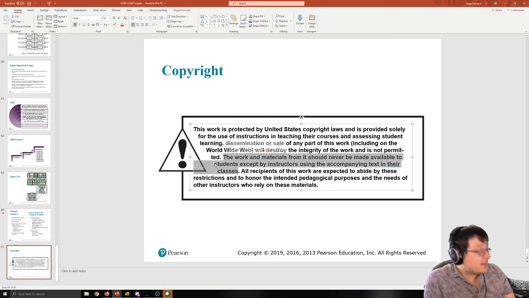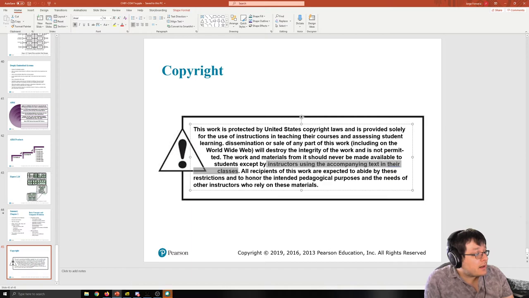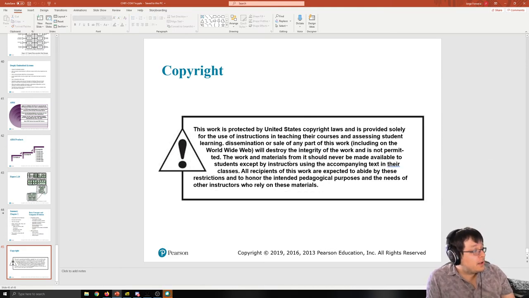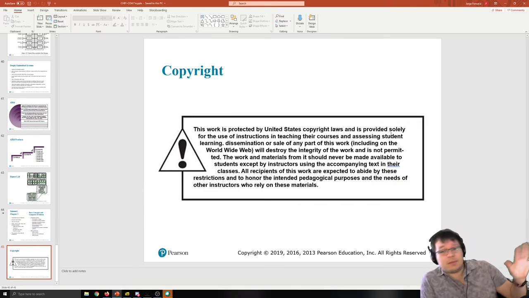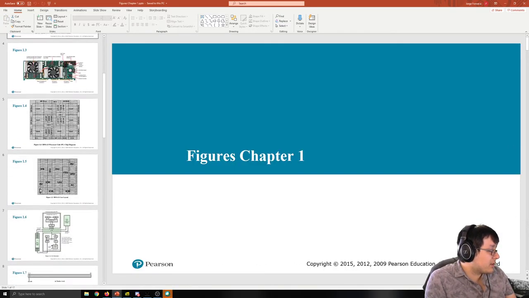See, so I don't know what I can interpret from that. It should never be made available to students except by instructors using the accompanying text in their classes. What is my interpretation of that? Does that mean that I can make it available because we are using the book and you all paid for the book anyways? So if we go with that, then I guess the legality of that is that I can upload it to Canvas, but you can't share it with anybody outside of the class. That seems to be the thing, because it's literally stamped everywhere. So I don't want to go to jail for Pearson or whatever. So okay, if that's the case, I'll try to go ahead. And then there's also the figure one. I don't think you need me to upload the figure one, because that's literally the same pictures in the book.